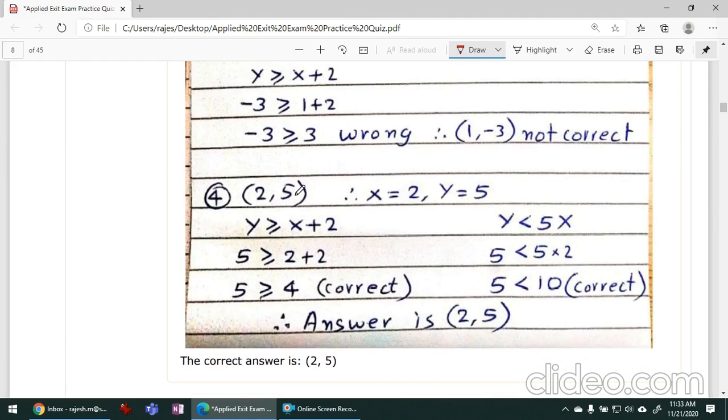Now I take 2 comma 5. So x is 2 and y equal to 5. So put the value of y as 5, x as 2. So 5 more than or equal to 4. This is correct because we know that 5 is bigger than 4. So what is the answer? Answer is 2 comma 5.